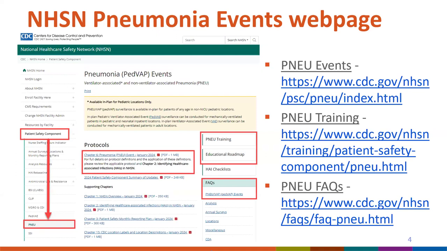The first step to performing new surveillance is to locate the new specific resources. The new events webpage can be accessed from the left navigation bar located on all of the NHSN web pages under the heading Patient Safety Component. The new web page has links to resources necessary for conducting new surveillance. A few highlights are the new protocol, the new training page and educational roadmap, and the new FAQs. I highly recommend you review the new FAQs.